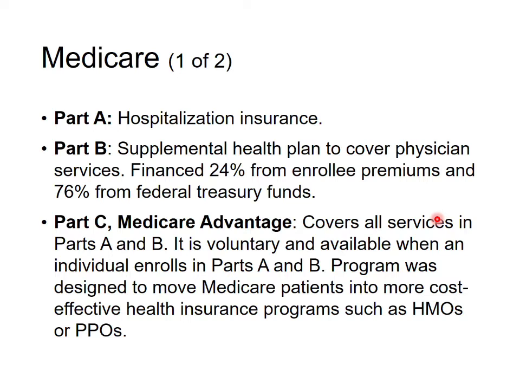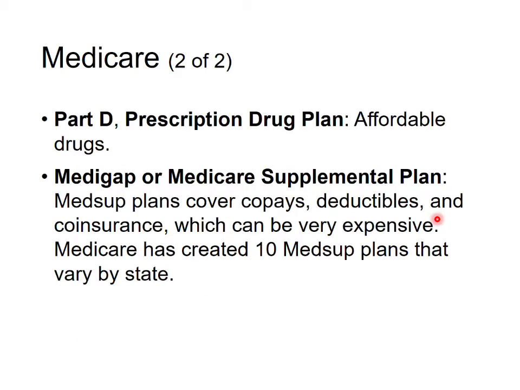Part C, also called Medicare Advantage, is a combination of Part A and B where they will help Medicare patients obtain other insurance programs such as HMOs and PPOs to try to get effective health care and to reduce cost. Part D is the prescription drug plan to help provide affordable prescription drugs.